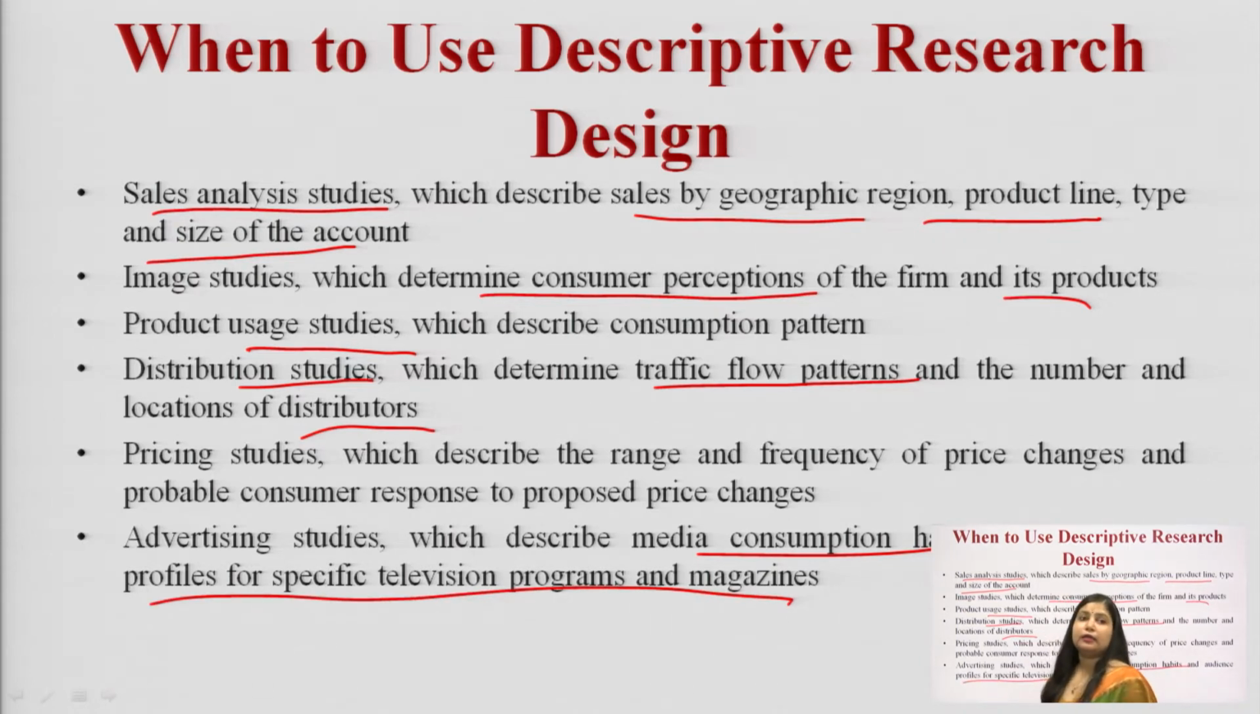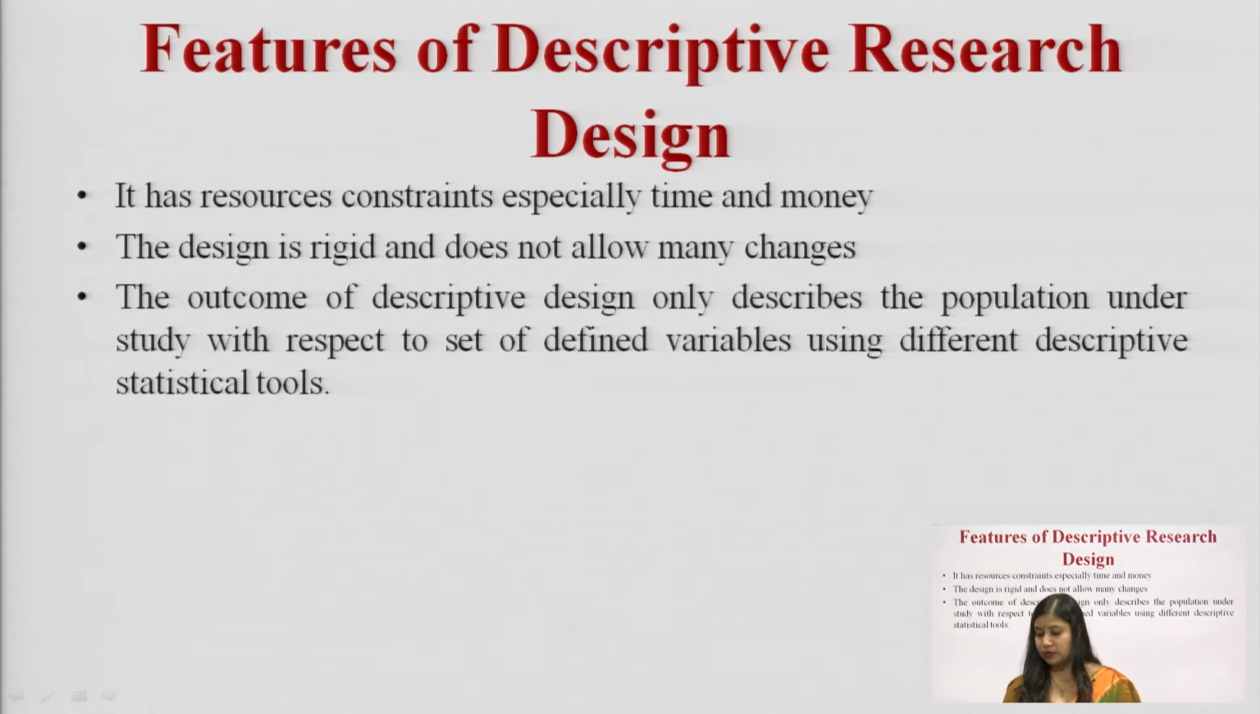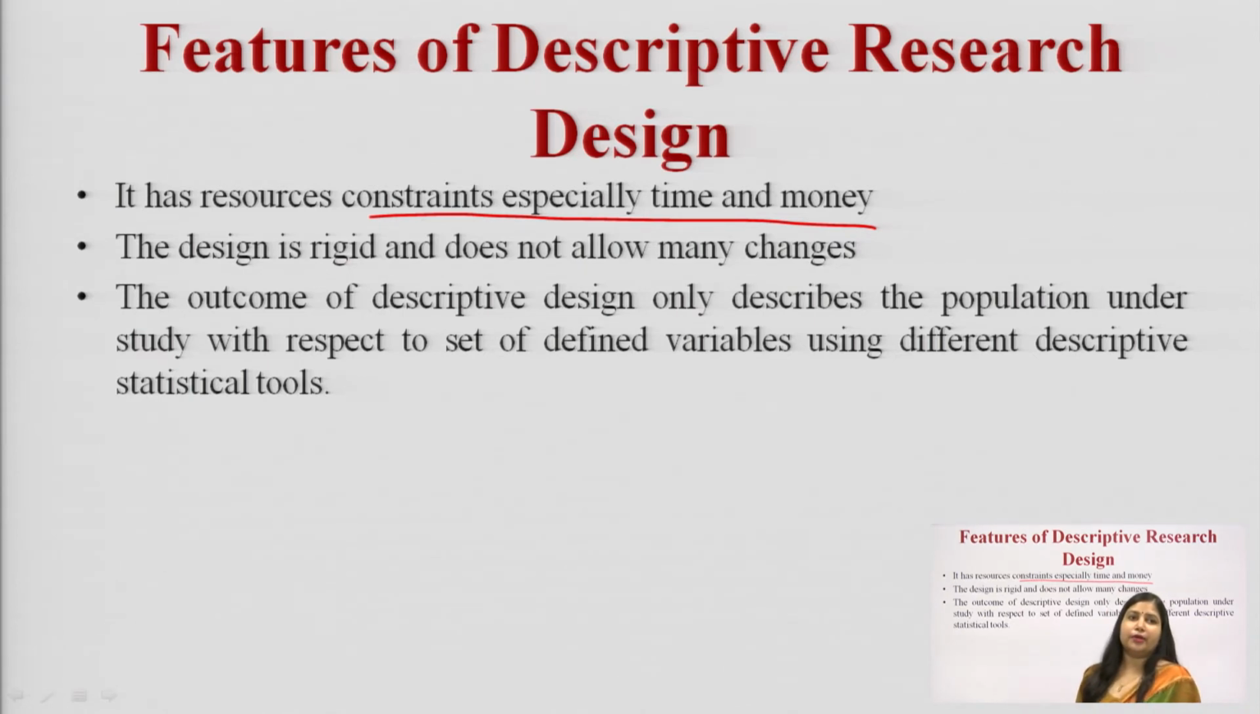So, these are some examples of descriptive research. Next, what are the features of descriptive research design? Some of the features: it has resource concentration, especially in terms of time and money. The time and money are very limited for the study. You have to design how much money or time is needed, according to your research method.